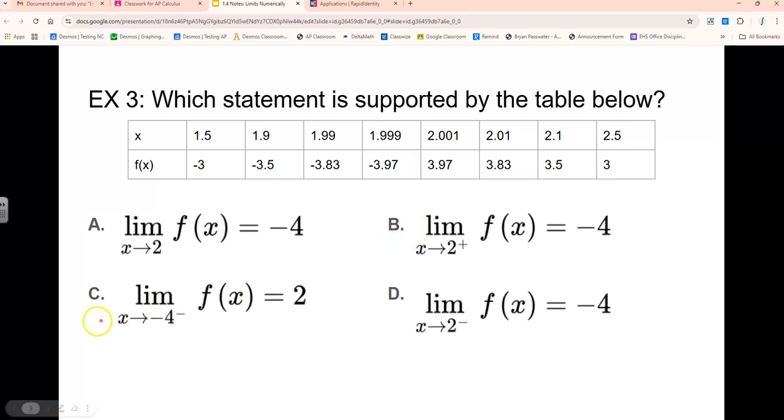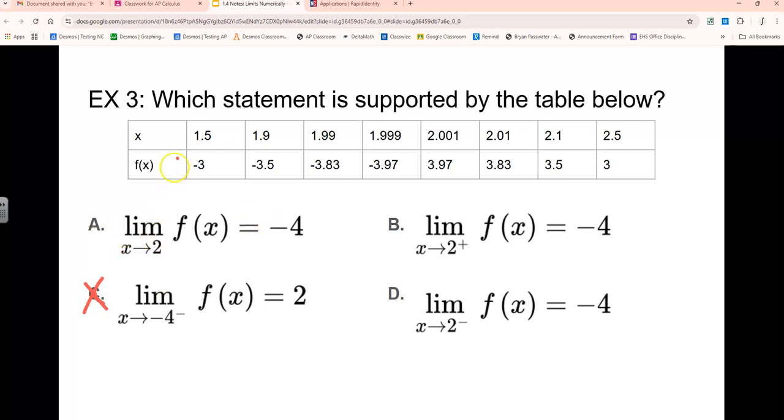Now, if you look at your answer choices, I got the limit as X approaches -4 from the left. Do I see anything on this table about X approaches -4? No, that would be way down here, and they don't give me information. Now, it doesn't necessarily mean that this is false, but is it supported by the table? It is not. So C would not make sense as an answer choice here because that information is not available on our table. It might be true, but we can't support it with our table, so it's not a good answer choice.